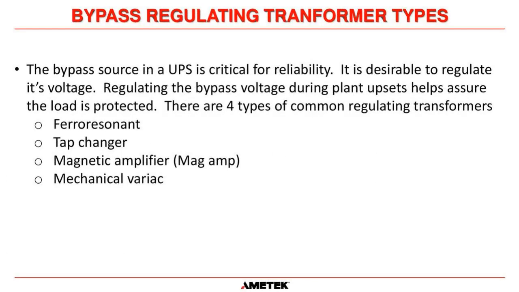So to combat that, we've got a number of different types of transformers or different technologies to regulate the bypass voltage. The four common ones are ferroresonant, something called a tap changer, a magnetic amplifier known as a mag amp, and a Variac that's motor driven.